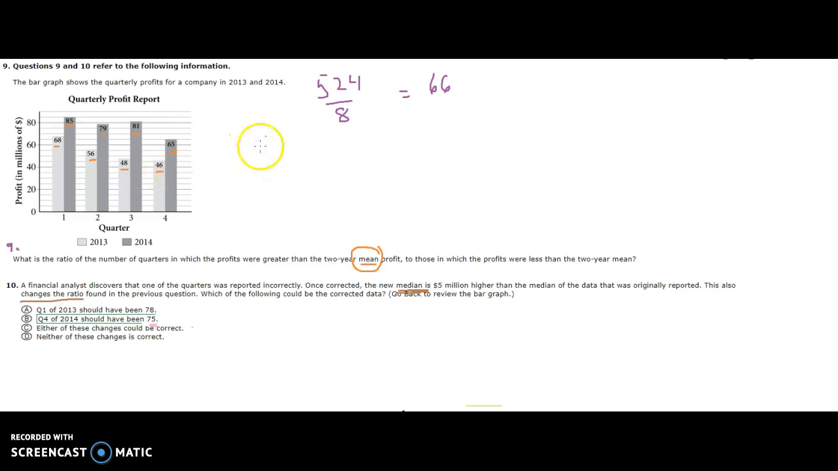The way we figure this out is to list all the profits in order from least to greatest. I'll do this in orange. The smallest is 46, then 48, then 56, 60, 65, 68, then 79, 81, 85.